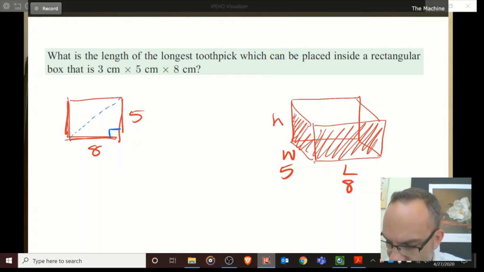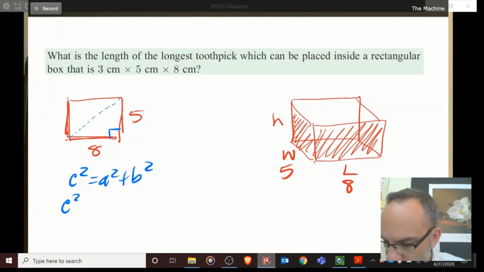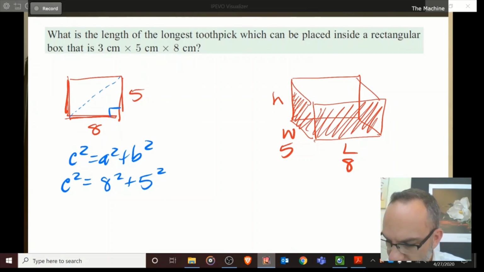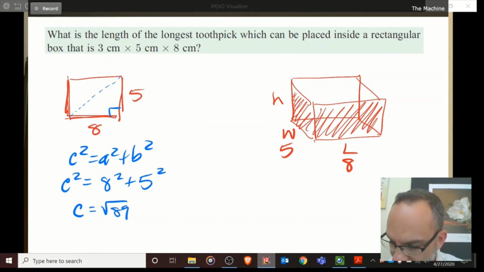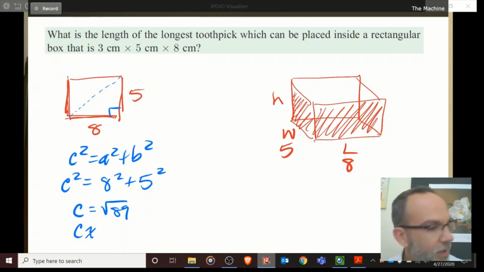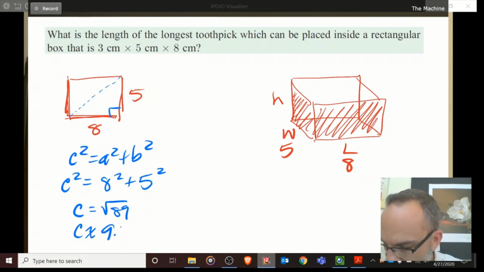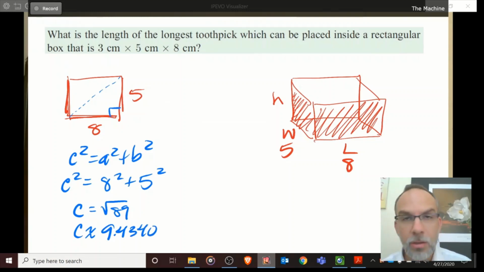Okay, so then again, c squared is equal to a squared plus b squared. C squared is equal to 8 squared plus 5 squared. And so then if you do the math, c is equal to, what did I get? Square root of 89 exactly, or c is approximately then 9.4340. And 9 is longer than 8.